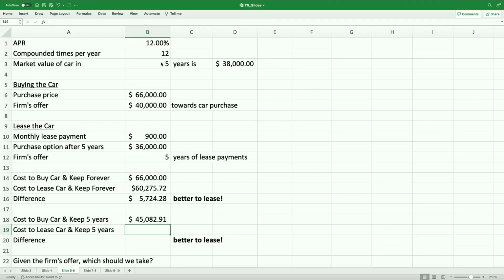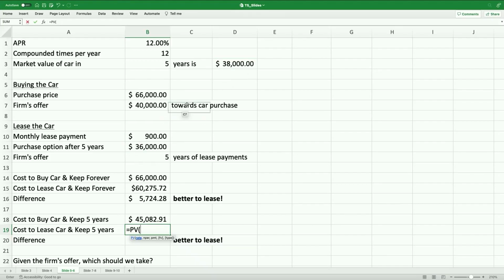How about the cost to lease the car and keep it for 5 years? Okay, well, let's think about that. Close your eyes and think about what's going to happen if we lease the car and just keep it for 5 years. Well, we're going to have to make these $900 monthly lease payments for a period of 60 months. At that point, we can buy the car for 36 and sell it for 38. We can essentially make $2,000. Does that make sense?